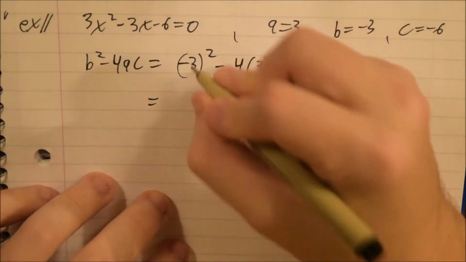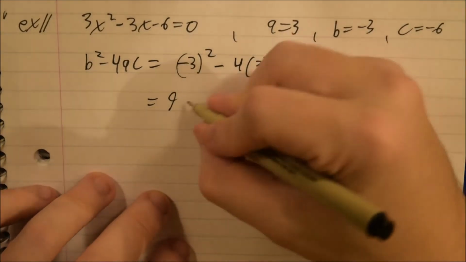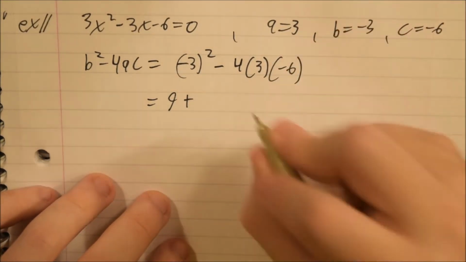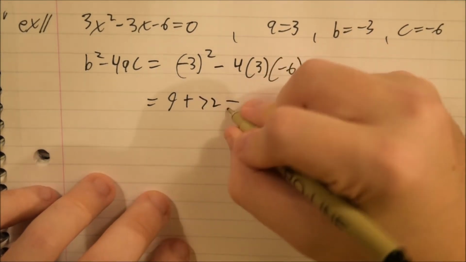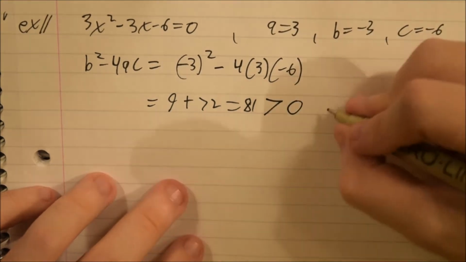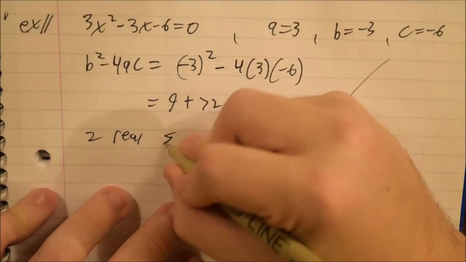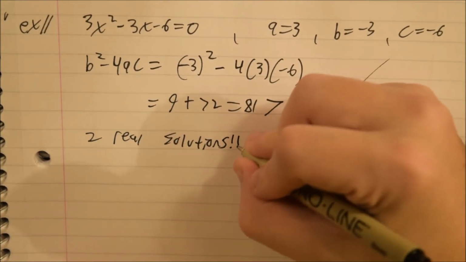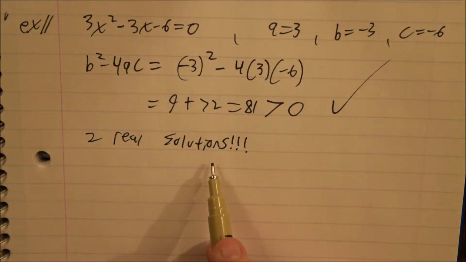When I square negative 3, I get 9. This minus and this minus give me a plus. I have 4 times 3 is 12, and 12 times 6 gives me 72. So 9 plus 72 is 81, which is greater than 0. So this has two real solutions. Because the discriminant was positive, that tells me that my equation has two real solutions.